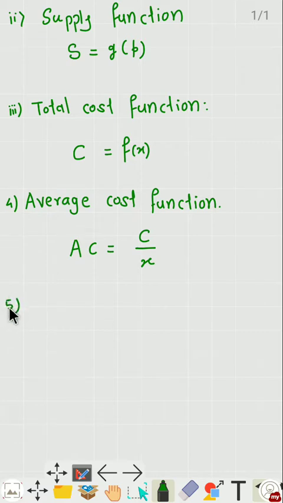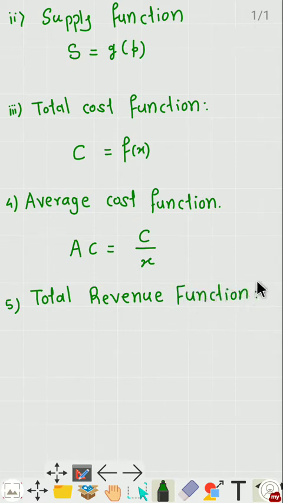Next, the fifth function is the total revenue function, and it is denoted by the equation R equal to P into D, where P is the price of the commodity and D is the demand of the commodity.